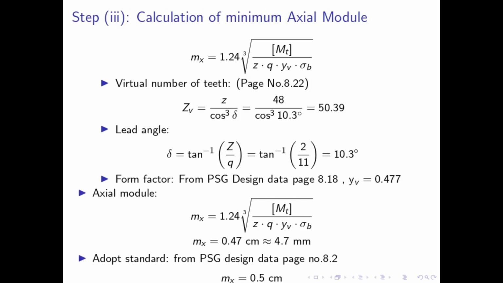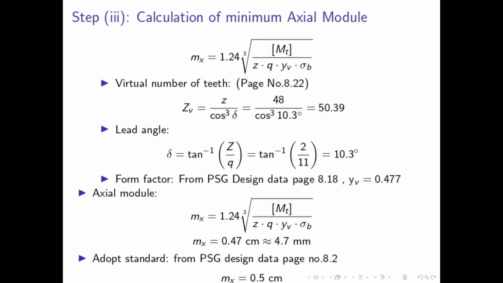And MT is already calculated, and small z also known to us. Q is constant, always it will be q equal to 11. YV, for calculating YV, since the worm is like helical gear, you refer helical gear page number 8.22. At the bottom, for virtual number of teeth, ZV equal to z by cos cube delta, you use that formula, and z equal to 48, delta is 10.3.